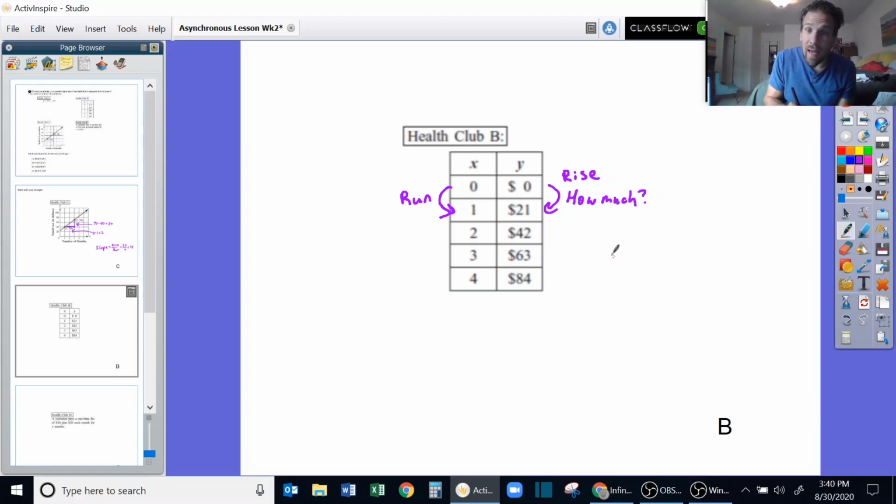So again, my slope, or my rate of change, we call it sometimes, my slope is going to be my rise over run. So it went up by 21 for every 1 month. So now I just know, okay, $21 for each month. This is $21 per 1 month, per month.